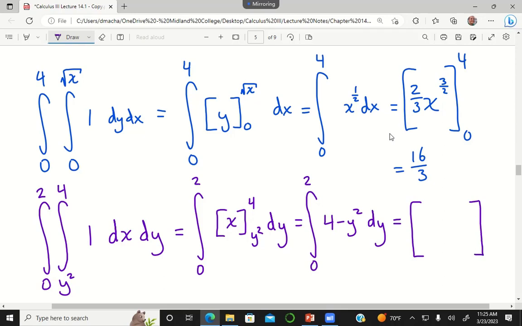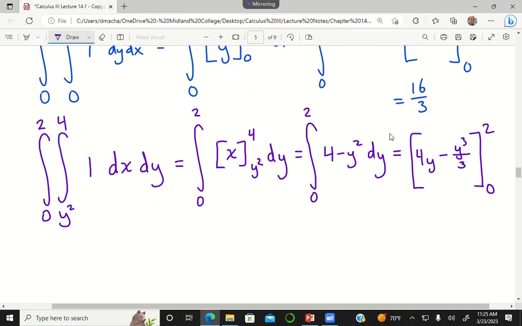Which would be 4y minus y cubed over 3, evaluated at 2 and 0. So if y is 2, then that's going to be 8 minus 8 thirds. So it'd be 24 thirds minus 8 thirds, which is 16 thirds. And then if y was 0, then the whole thing would be 0. So again, I got the answer 16 thirds.